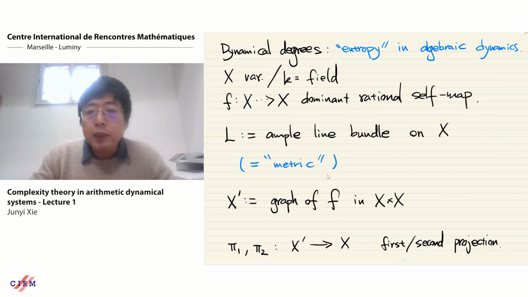So let X be a variety defined over a field, and let f from X to X be a dominant rational self-map. Okay, maybe we ask X to be a projective variety. And now we pick L to be an ample line bundle on X, and we think of this L as some metric on X. Then we denote by X prime the graph of f in this product space X times X, and pi 1, pi 2 to be the first and the second projection from X prime to X.